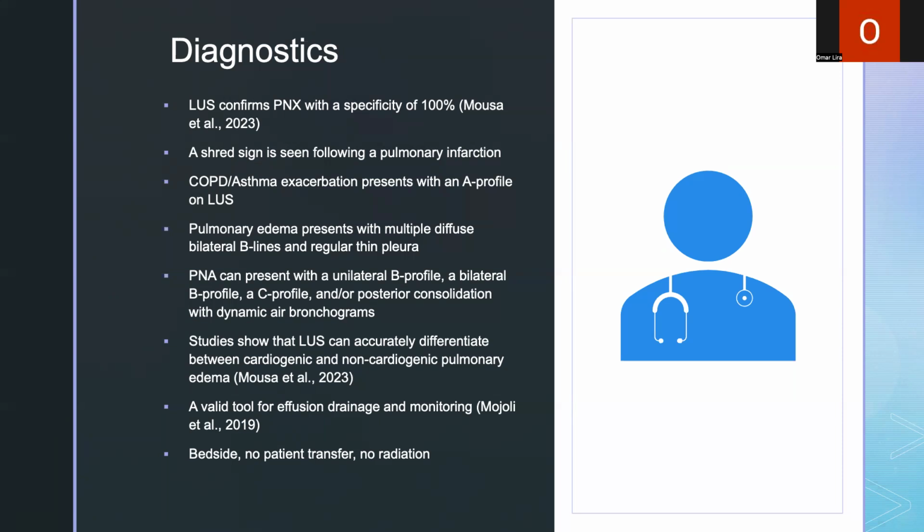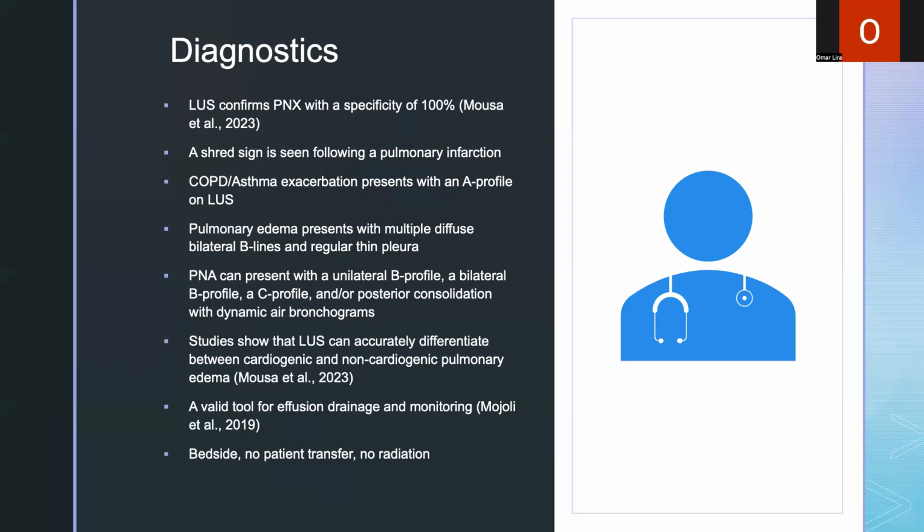Pneumonia can present with a unilateral B profile, a bilateral B profile, a C profile, and/or consolidation with dynamic air bronchograms. Studies have shown that lung ultrasound can accurately differentiate between cardiogenic and non-cardiogenic pulmonary edema. It is a valid tool for effusion drainage and monitoring.